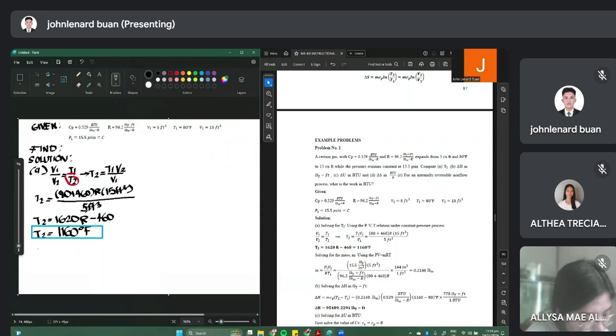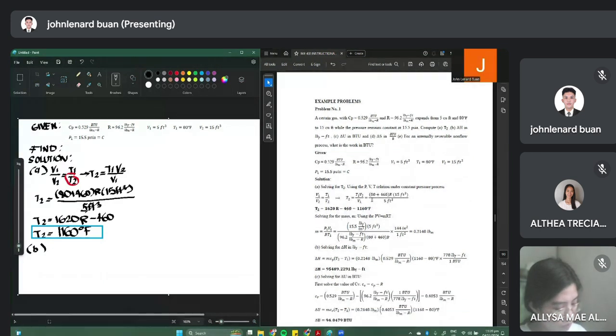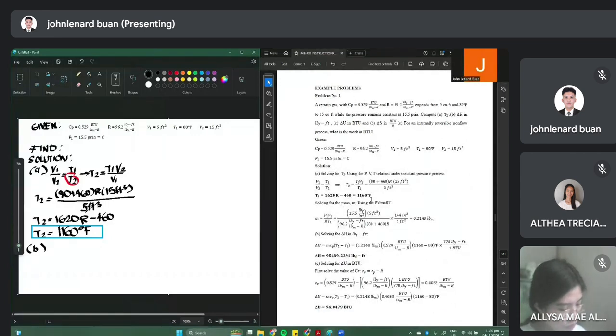That's fine for B. B. Sabi po dyan is find the enthalpy in pound force feet. Okay, so for letter B, we all know the equation for delta H or enthalpy is mCp delta T. Delta H is equal to mCp delta T, or T2 minus T1. We already have a given here. So the equation is mCp delta T.